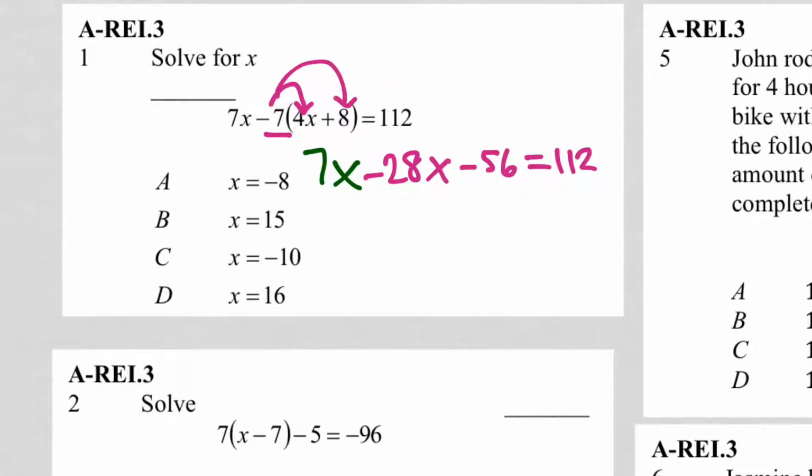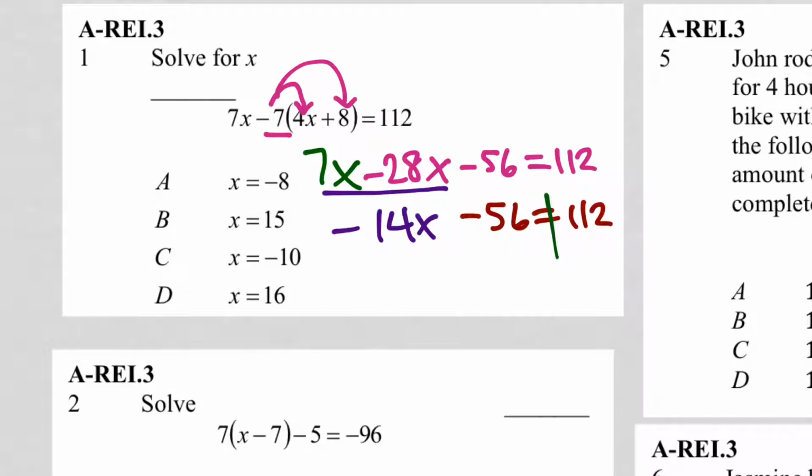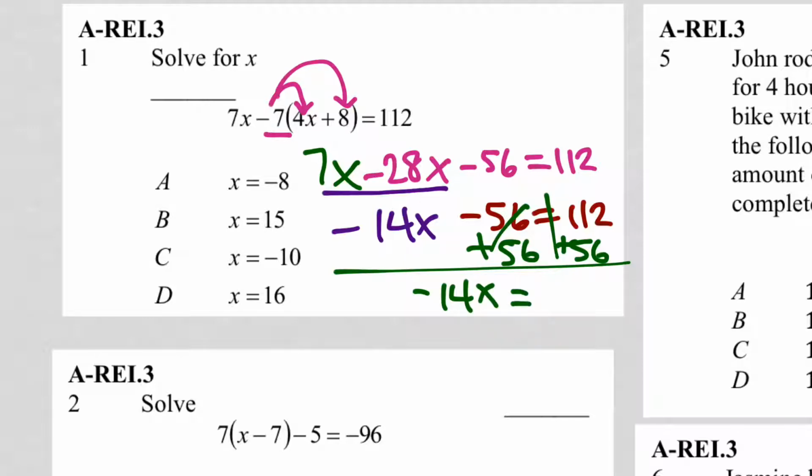We're going to combine like terms. So on the left side, the ones that have x's are like terms. 7x minus 28x is negative 14x. Bring down the minus 56 equals 112. We're going to add 56 to both sides of our equation because I want to isolate the variable. And I'm going to get negative 14x is equal to 168. Then we're going to divide both sides by negative 14.